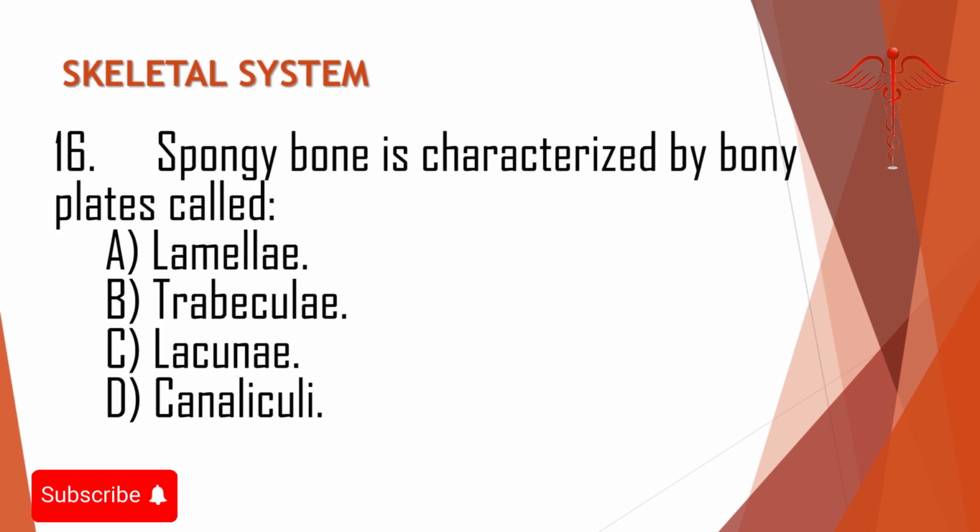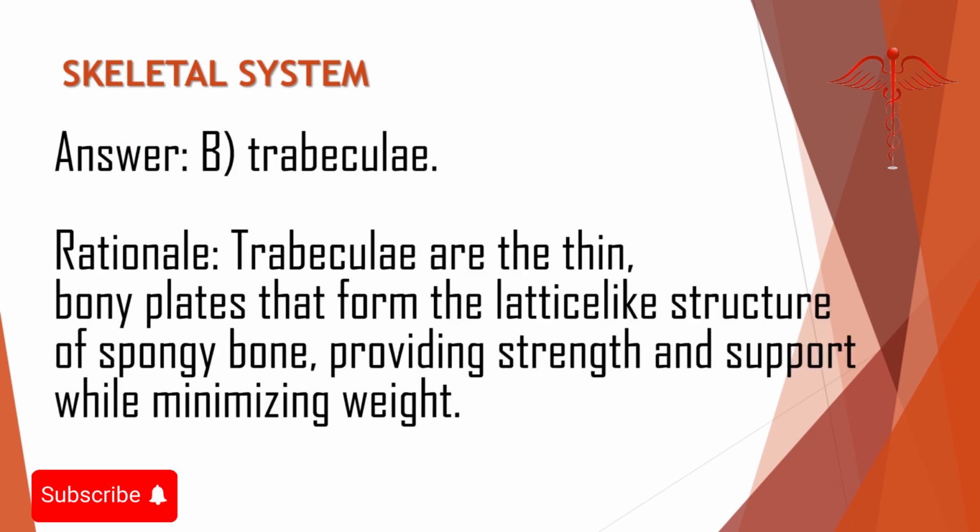16. Spongy bone is characterized by bony plates called A. Lamellae, B. Trabeculae, C. Lacunae, D. Canaliculi. Answer: B. Trabeculae. Rationale: Trabeculae are the thin, bony plates that form the lattice-like structure of spongy bone, providing strength and support while minimizing weight.